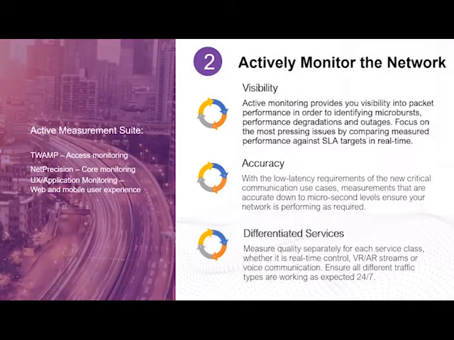And number 2 was to actively monitor the network. So once you have verified that the network is performing as expected and taking your services into use, then of course you need to continuously monitor the network and make sure that it's performing as required. So have active monitoring with granular enough granularities so that you can identify microbursts and find the performance degradations and outages.